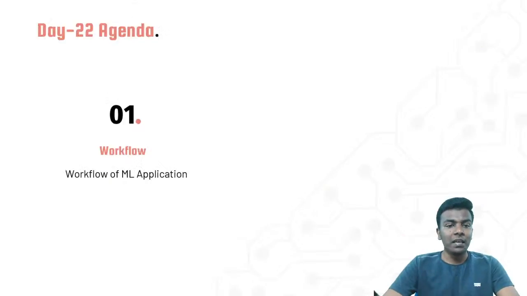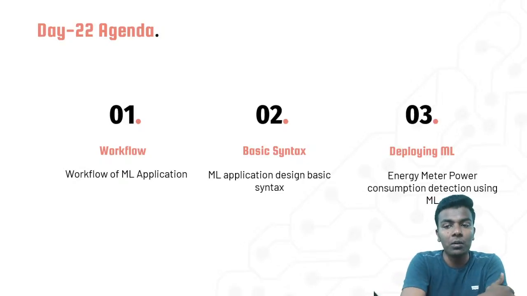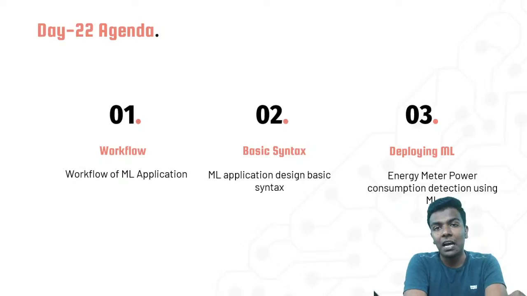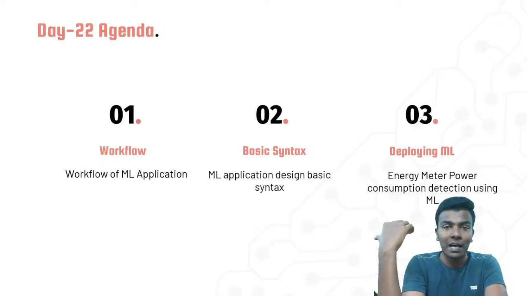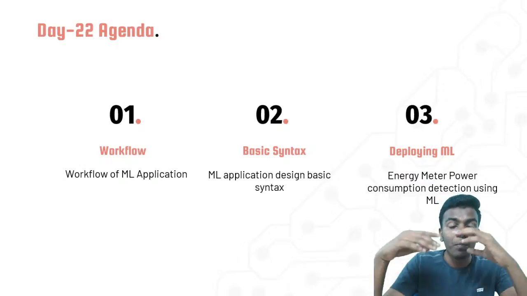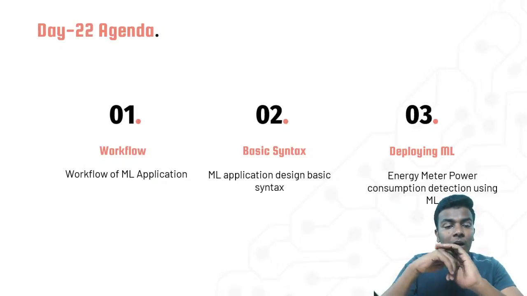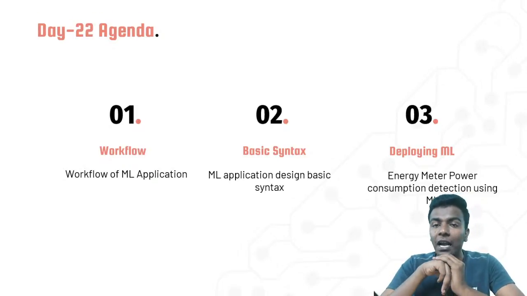Before going on to the session, the agenda. Here we are going to see the workflow of a machine learning application, then learn a little bit of basic syntax, and deploy a machine learning algorithm for power consumption detection. The power consumption data set was created with the help of Raspberry Pi. Definitely I'll show the hardware used to create the data set. While combining the artificial intelligence course with the Raspberry Pi course, you can build and deploy a lot of artificial intelligence algorithms with the help of machine learning, deep learning, and NLP as well.